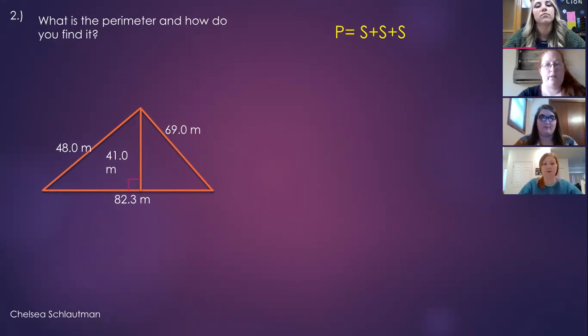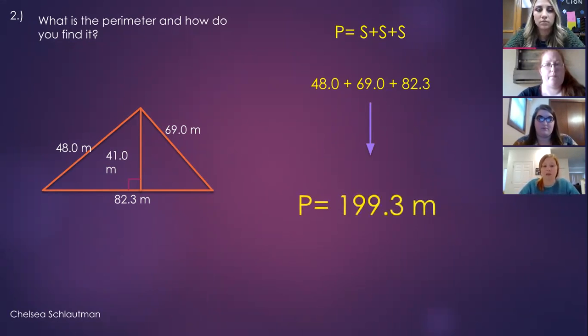So for this one, we're going to add all three sides, which is 48.0 meters, 69.0 meters, and 82.3 meters. So if we just plug that into that formula, then we're going to get 199.3 meters.